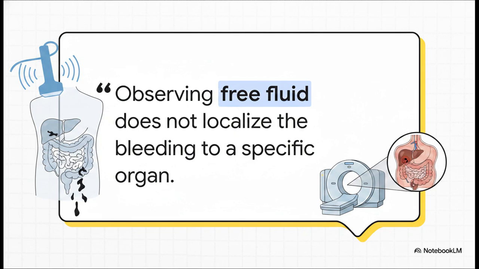Keep this crucial clinical pearl in mind. If you see black fluid in the pelvis, it does not mean the bladder is ruptured. It just means there's bleeding somewhere in the abdomen. Free fluid flows with gravity, right? So the eFAST is amazing at detecting the presence of hemorrhage, but you're still going to need a CT scan later to pinpoint the exact organ that's bleeding.